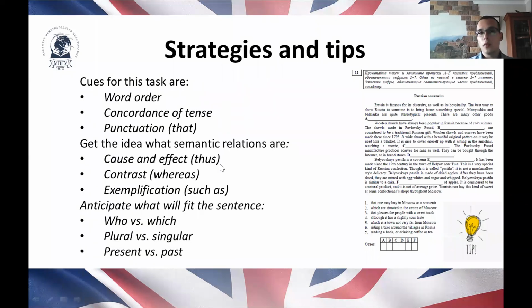And some cues: word order, because sentences in the English language have strict word order; tenses, past with past, present with present; punctuation, if we have "combined" or "added" there are usually commas, and if we have "that", we don't put a comma before it. What is the idea of the sentence, maybe it is effect, context, or exemplification, like "such countries as North Korea", which we have come across today. Who versus which: who for animate, which maybe for inanimate; plural, singular; present and past.